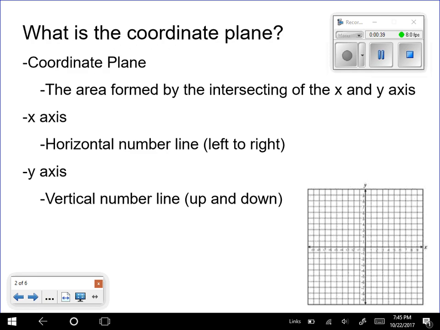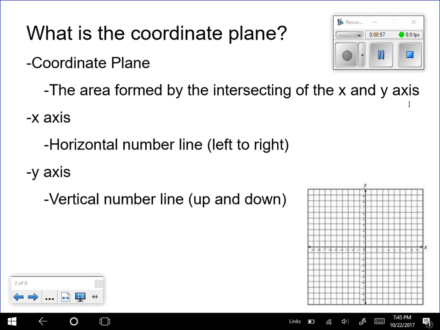So there's a picture over here. You can see, you've probably seen one before. Your bell work, you probably remembered how to plot a point, but we're going to just discuss that again today in our notes. So make sure you have this written down. What is the coordinate plane? Okay, the coordinate plane is just an area formed by the intersecting of the x and y axis.